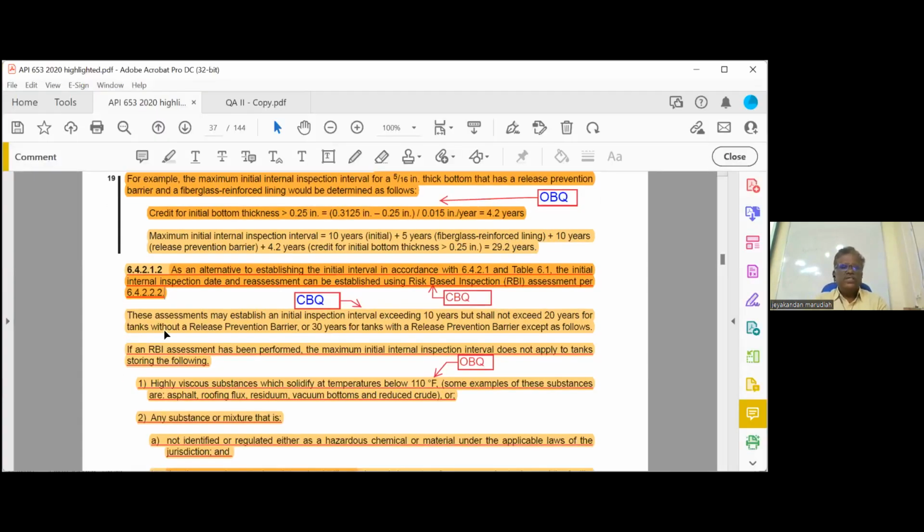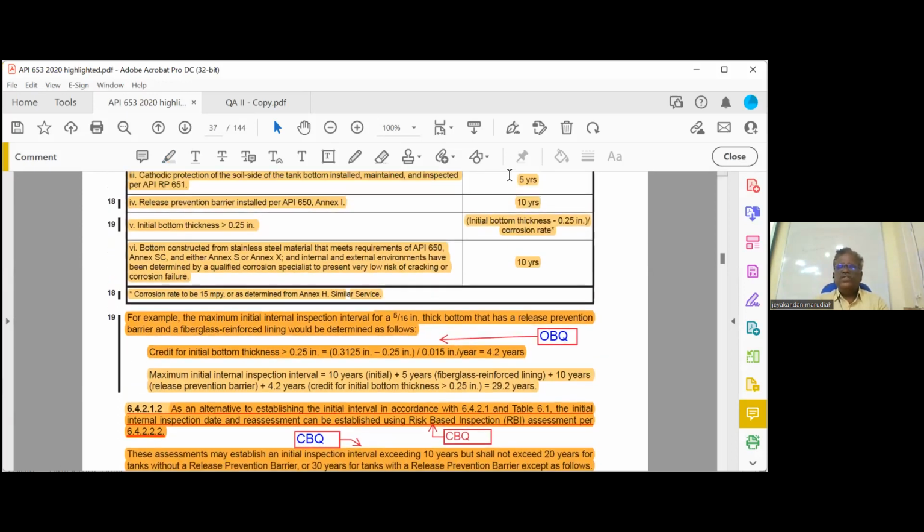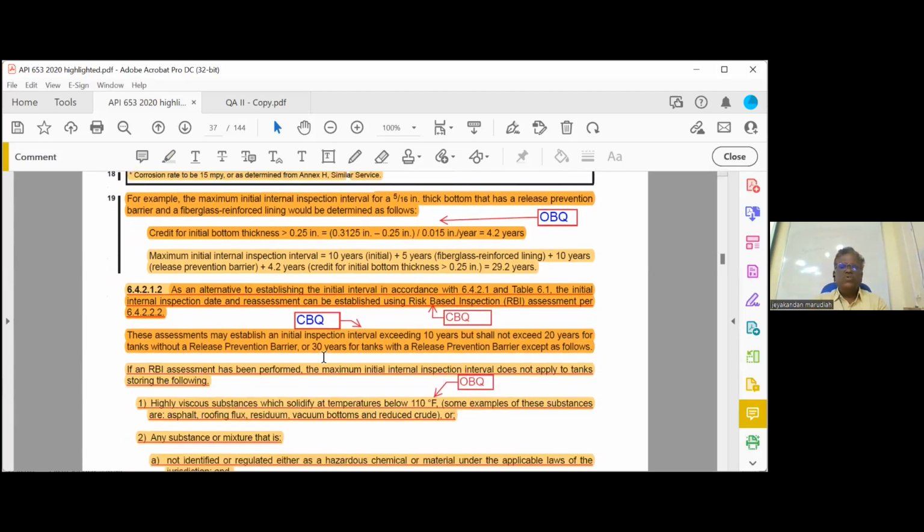This assessment may establish an internal inspection interval exceeding 10 years, but it shall not exceed 20 years for tanks without a release prevention barrier, or 30 years with a release prevention barrier. Suppose you are conducting RBI, even without any additional measures, we can go up to 20 years. But if you have a release prevention barrier, we can go up to 30 years with RBI.